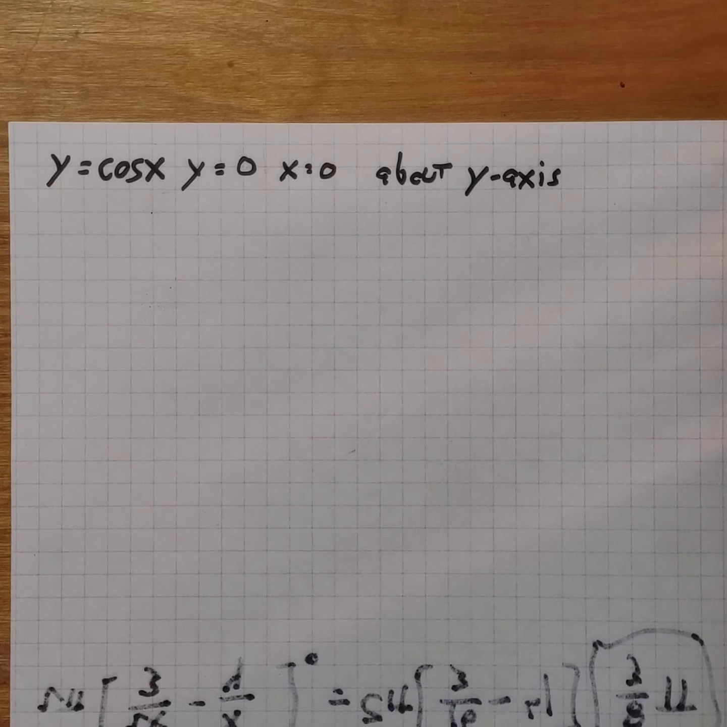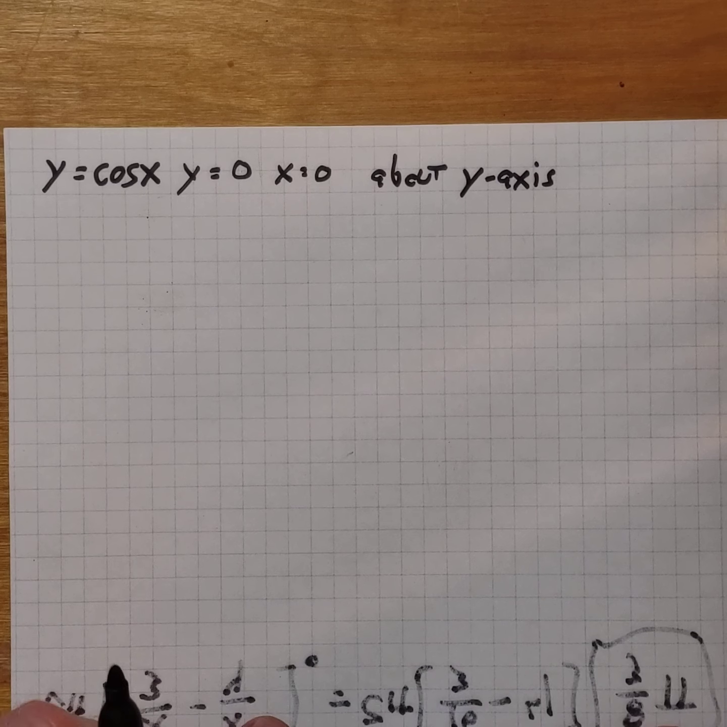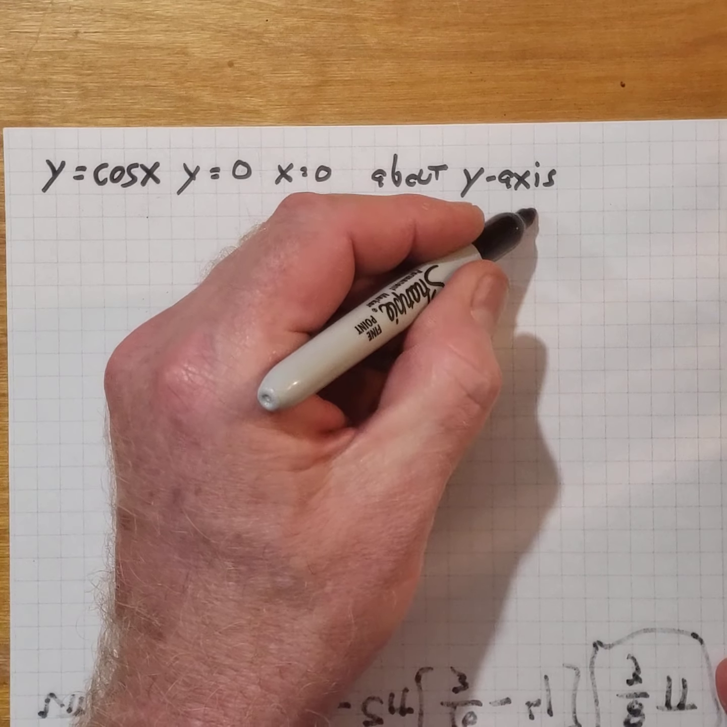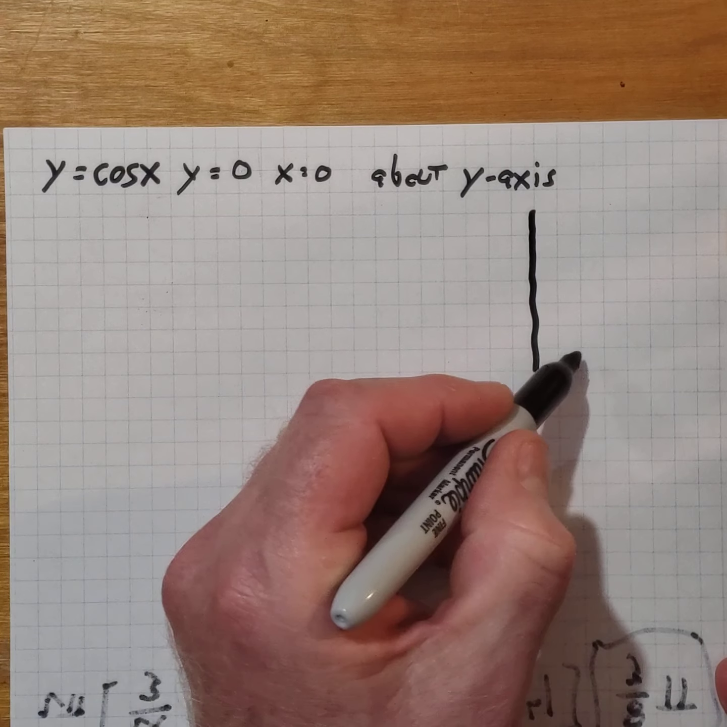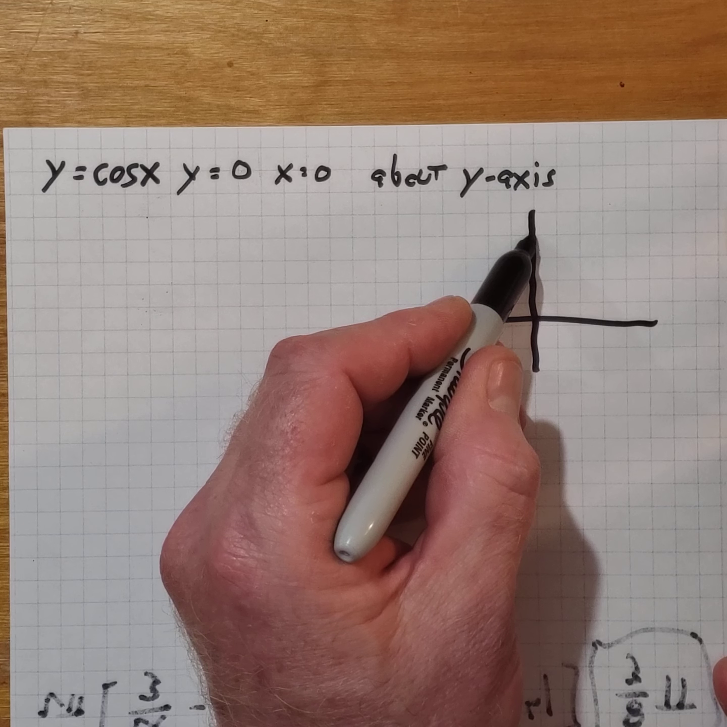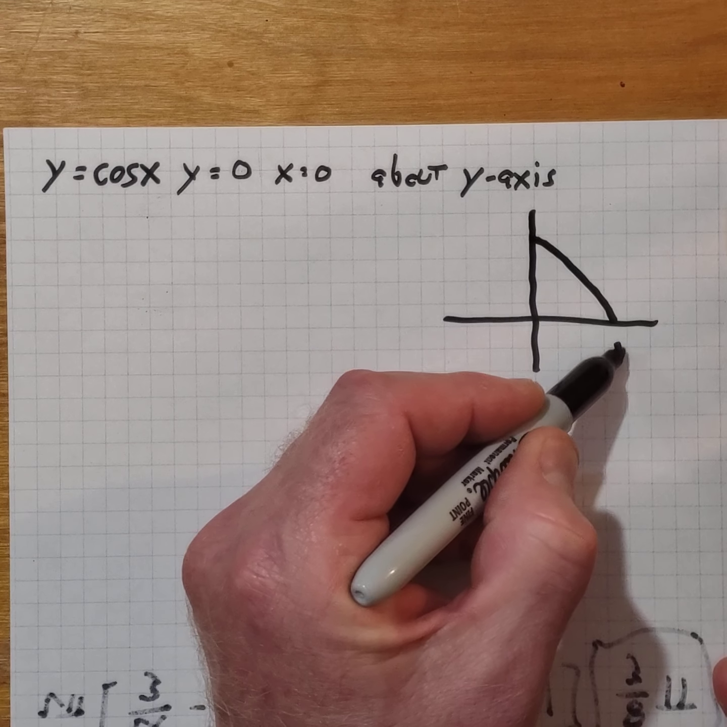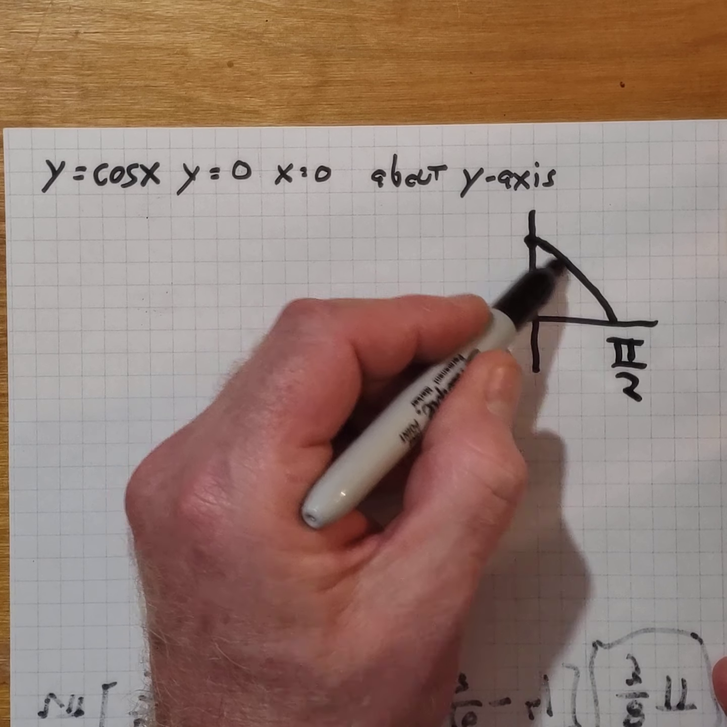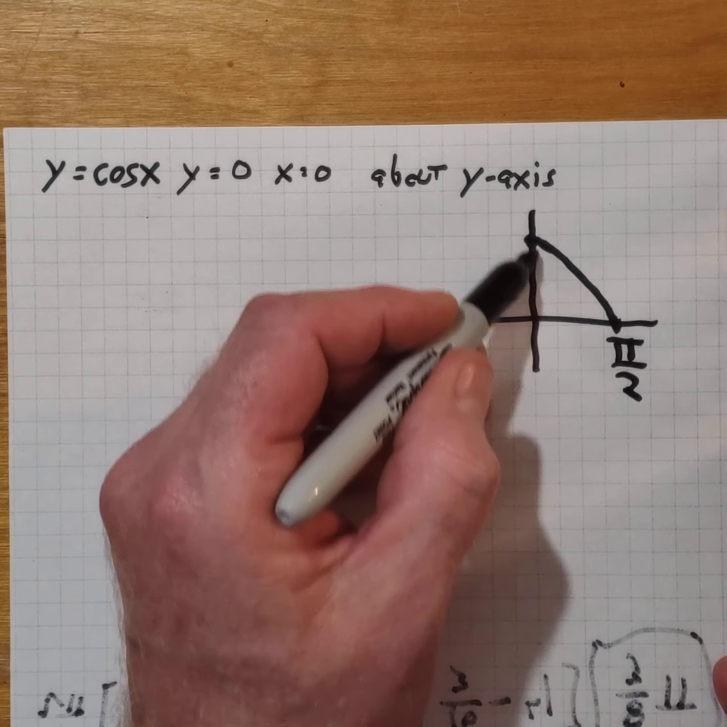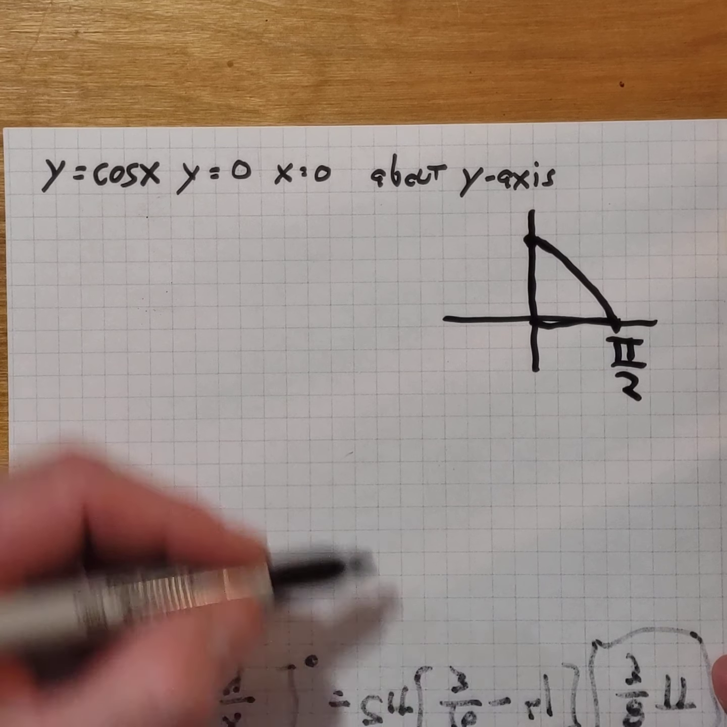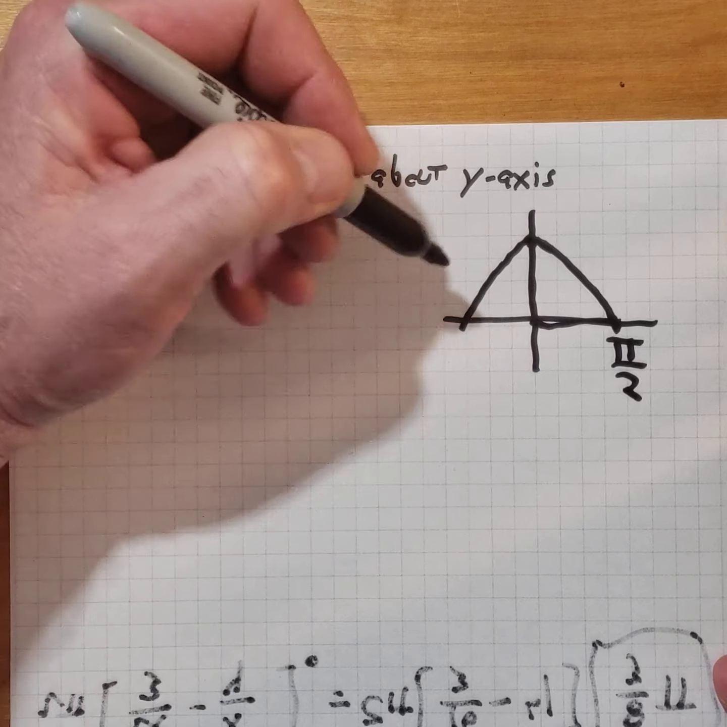One more. Y equals cosine x, y equals 0, and x equals 0, about the y-axis. So cosine starts at 1 and decreases to 0 at pi over 2. Not 2 pi over 2. At 0, it's 1. At pi over 2, it's 0. X equals 0 and y equals 0 are the x and y axes. And we're going to rotate that about the y-axis.